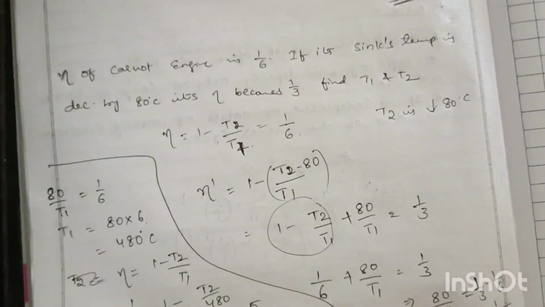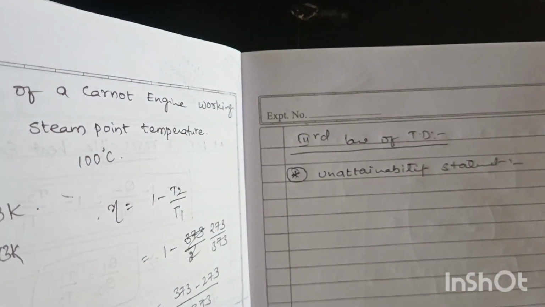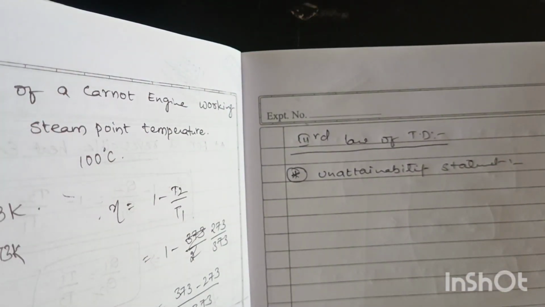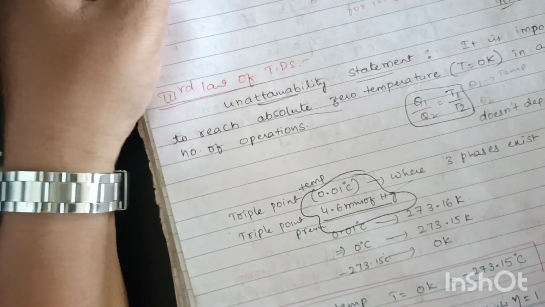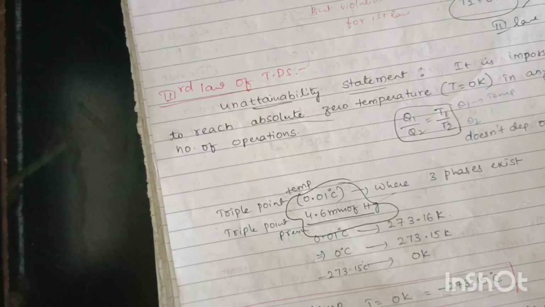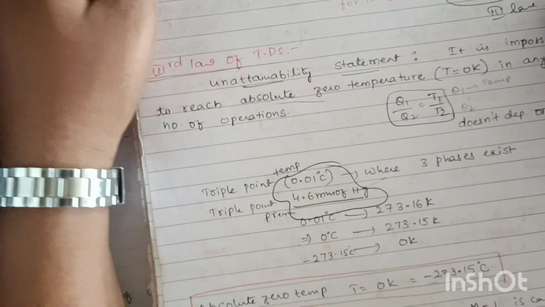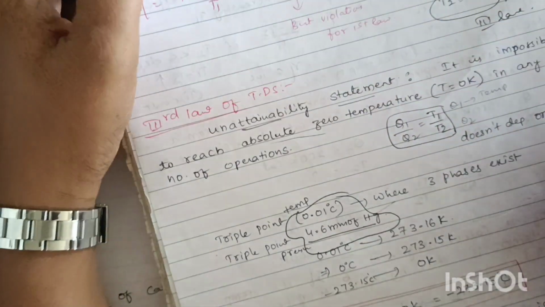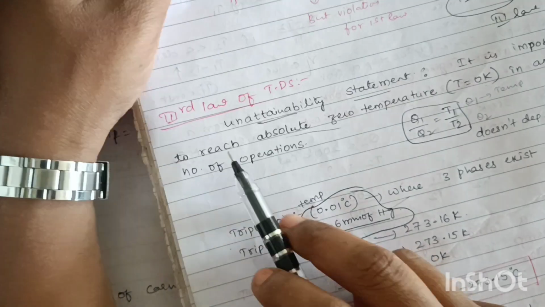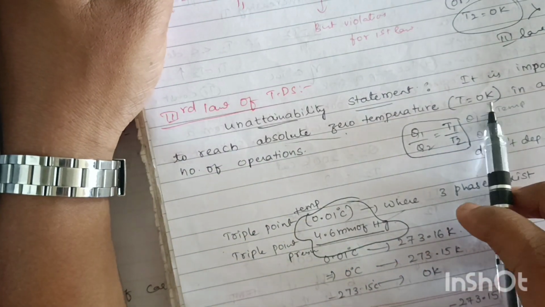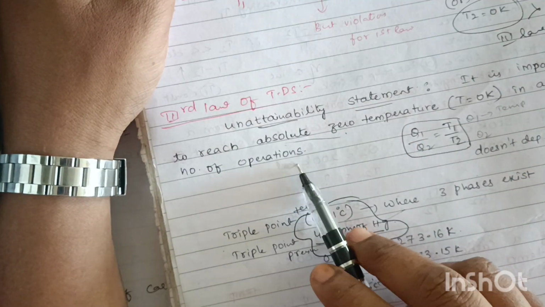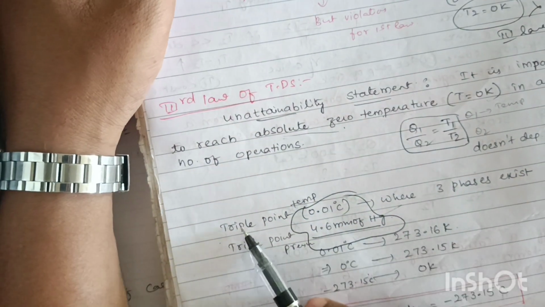Next, third law of thermodynamics. So third law of thermodynamics, that is unattainable statement. Okay. Unattainable statement. So what is unattainable statement? That is third law. It is impossible to reach absolute zero temperature, that is 0 Kelvin, in any finite number of operations.